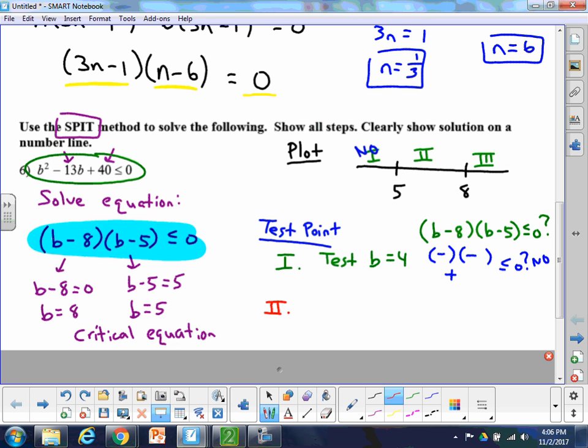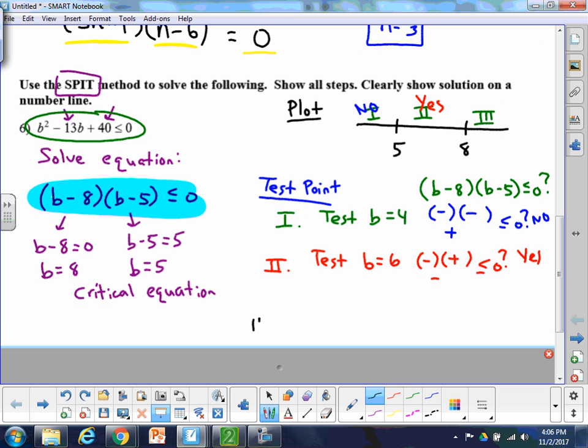For interval 2, test any number between 5 and 8. Let's test b equals 6. When I plug that into the 2 factors, if b is 6, b minus 8 would be negative, and b minus 5 would be positive. A negative times a positive is negative. Is that less than or equal to 0? A negative number? Yeah, that is. So interval 2 is good. It works. Anything in between 5 and 8 is going to work.